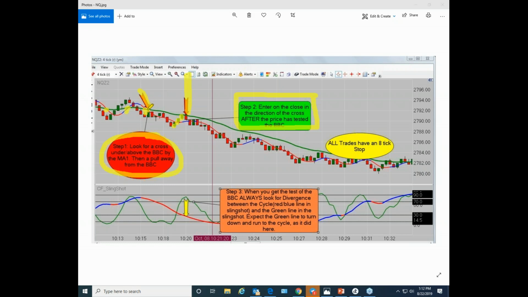If we have a bearish cross or a red MA1, then you're looking for a red candle. If it's a bullish cross, where the MA1 is blue and crossing the BBC, then you're looking for a green candle or a blue candle, depending on how you have it color coordinated. So that is the normal thing. That's what you're looking for after the cross.